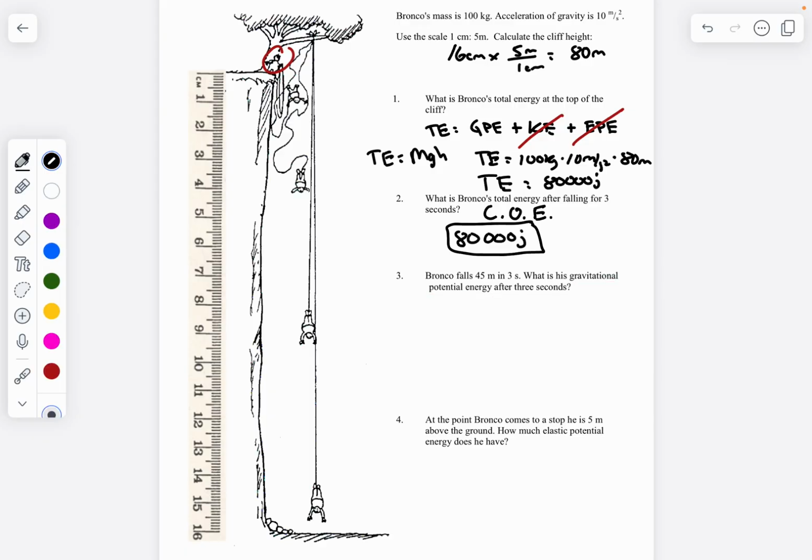You've got to be really careful here, guys. As always, there's a twist in every physics problem we do. We're told that he falls 45 meters. So his fall is 45 meters, which means, remember, he was 80 meters above the ground to start. If he falls 45 meters, we subtract 45 meters off of the 80-meter height, and we find that he is 35 meters above the ground at this position.